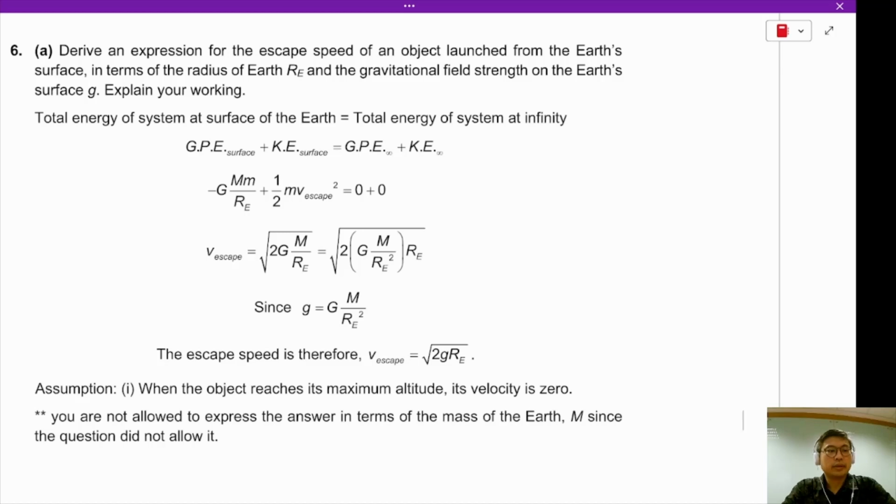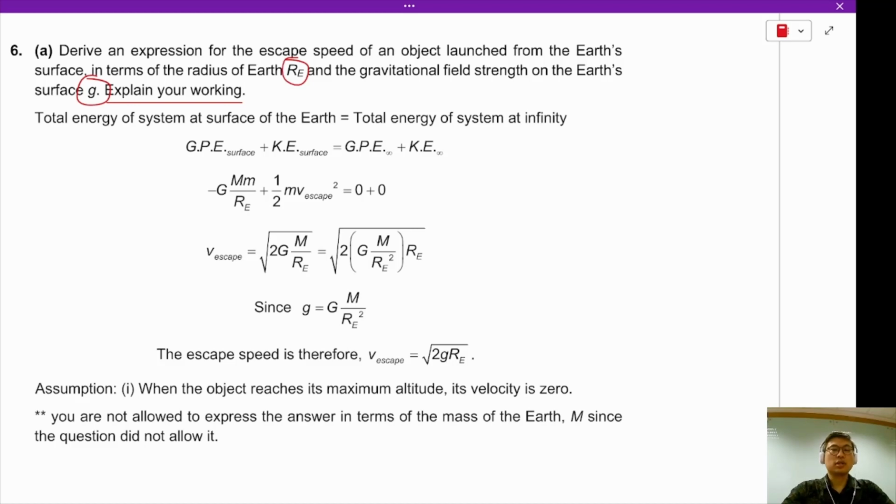Now let's take a look at question 6. Derive an expression for the escape speed of an object launched from the Earth's surface in terms of the radius of the Earth and the gravitational field strength at the surface, g. Explain your working. Alright, so in order for us to derive this expression, we shall use the conservation of energy.